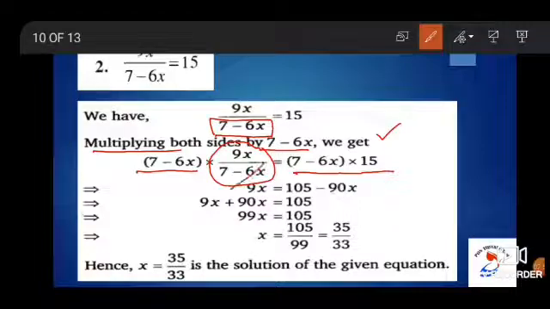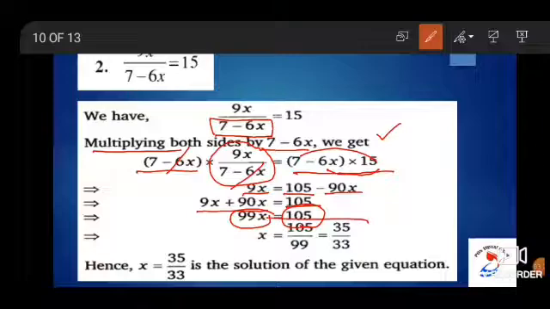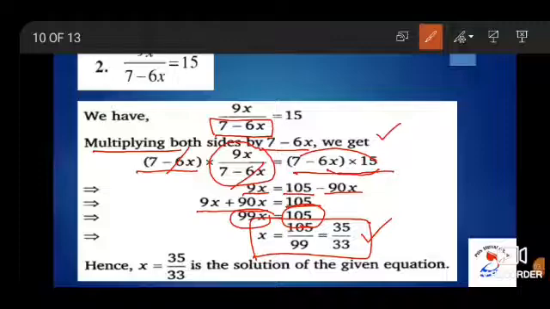In the next step, this 7 minus 6x and this 7 minus 6x will get cancelled. So the value will be 9x. Now it is 7 multiplied by 15, that is 105, and minus 6x multiplied by 15, that is minus 90x. So bringing variables on one side, constant on the other side, in the next step, you can write it as 9x plus 90x is equal to 105. So 99x is equal to 105. The value for x is 105 by 99, that is nothing but 35 by 33. To conclude, the solution for this problem is x is equal to 35 by 33.